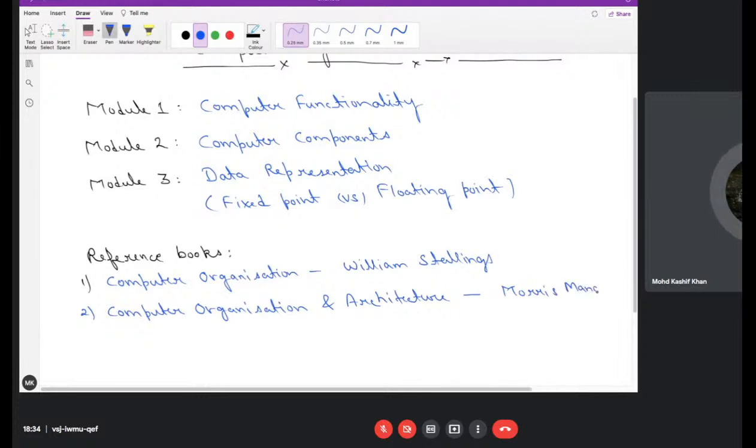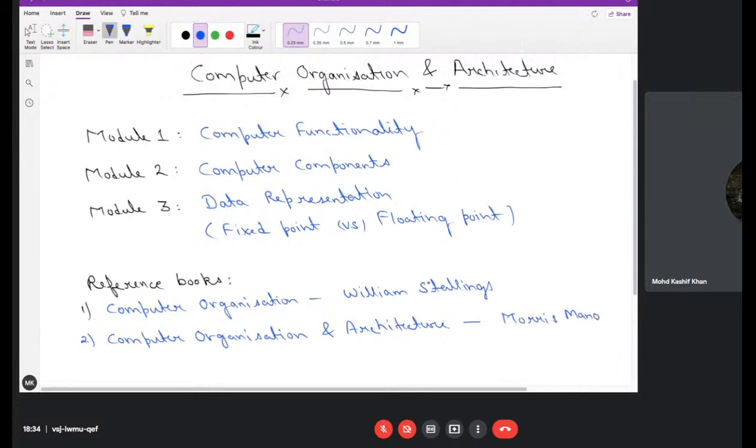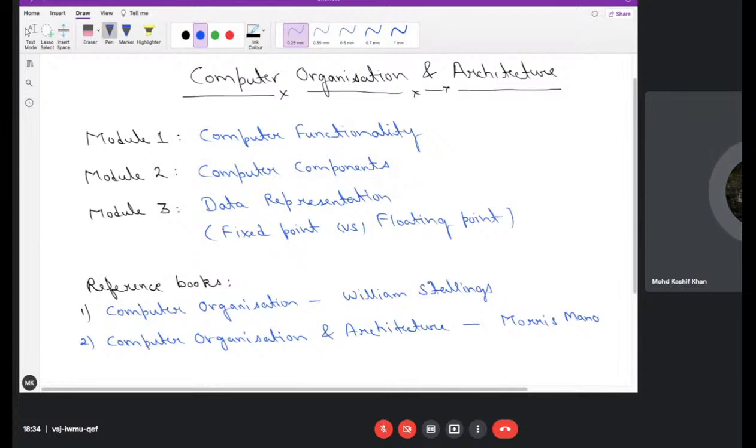I am once again saying that for the GATE exam, it is not necessary that you read these two books. I am just giving the name of the reference books only for the case that if someone is having any doubt or the concept is not clear for any particular topic, then only you have to refer the book. Otherwise, there is no need to refer any book. Okay, I hope it's clear to all of you.